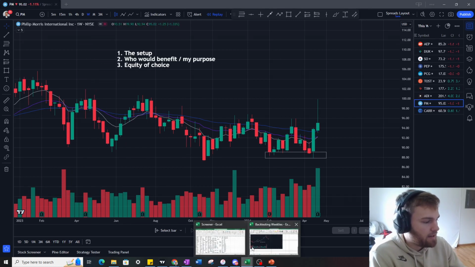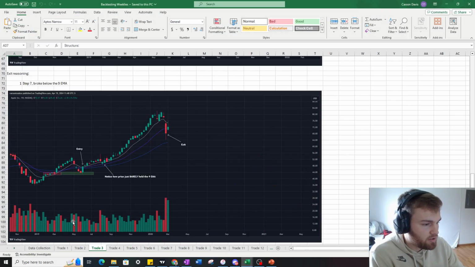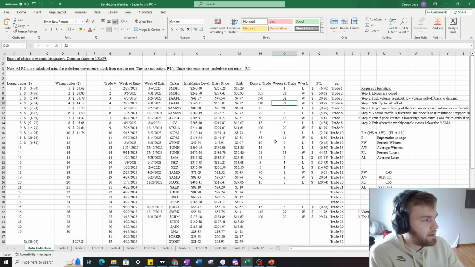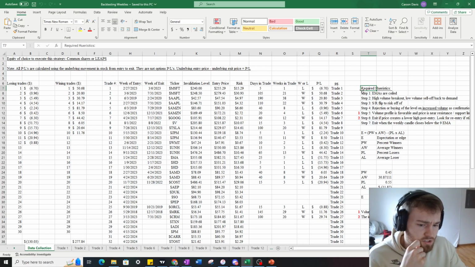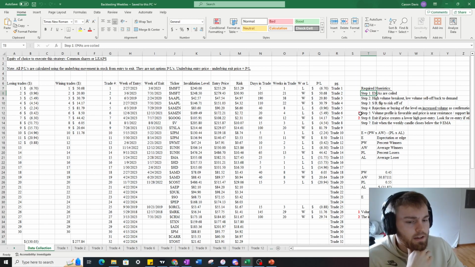I'm going to be using my backtesting document to kind of portray the setup. So I have my rules over here. It's going to be about 3 or 4 things on the setup, and I'll talk about why I have these 3 or 4 things. The first one's going to be EMAs are coiled. So why do I have the EMAs are coiled?